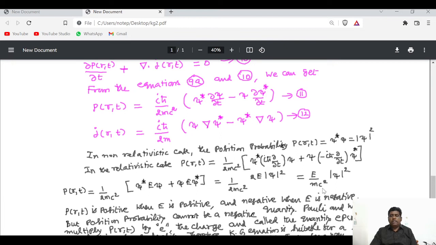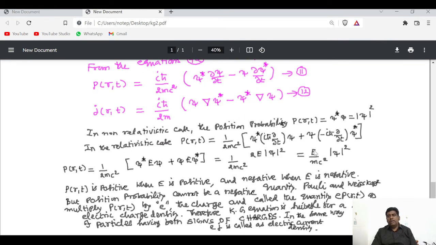Then the 2 gets cancelled. The value of P of r comma t is E divided by mc square into the absolute square of psi. Now we may ask a question: sir, E equals mc square, so mc square gets cancelled. So P of r comma t equals the absolute square of psi. Then in the relativistic case also we have the same result for P of r comma t as in the non-relativistic case. It is not correct, because here E is not equal to mc square. The value of E here is plus or minus root of c square ħ square k square plus m square c power 4. So E can have both positive and negative values. So we cannot call this P of r comma t a position probability.